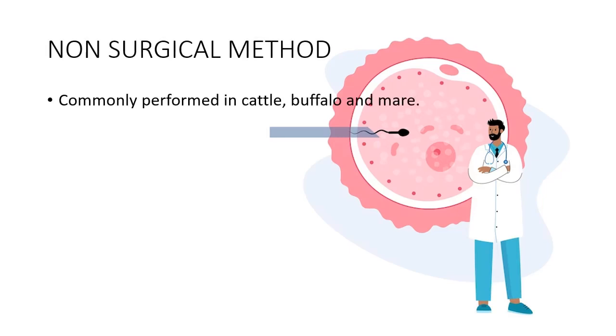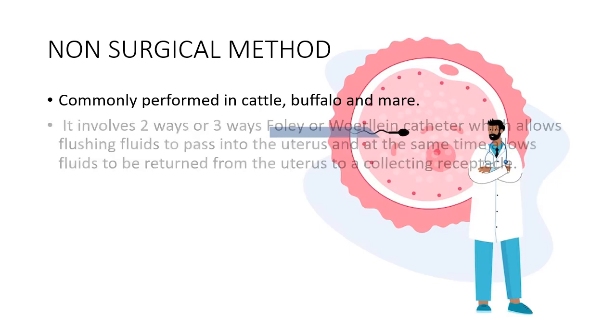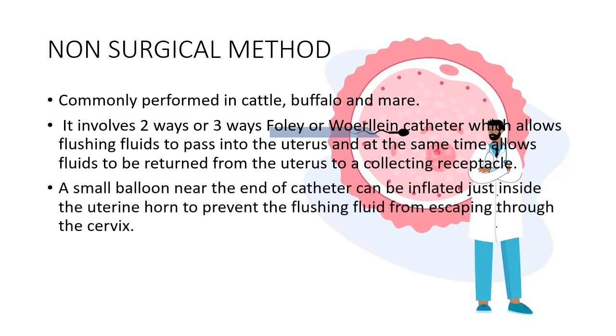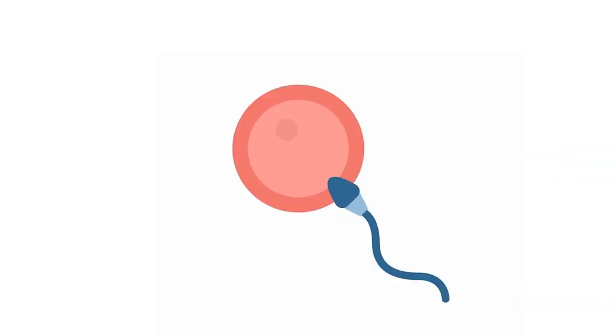This is commonly performed in cattle, buffalo and mare. It involves a 2 or 3 way Foley or Voerlin catheter, which allows flushing fluids to pass into the uterus and at the same time allows fluids to be returned from the uterus to a collecting receptacle. A small balloon near the end of the catheter can be inflated just inside the uterine horn to prevent the flushing fluid from escaping through the cervix. So we shall see the procedure now.